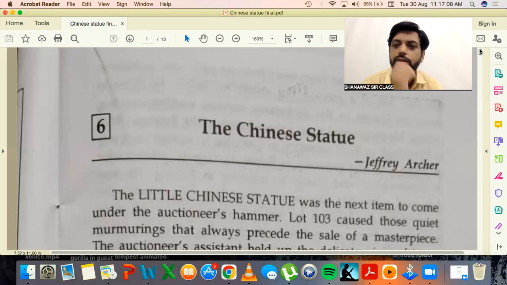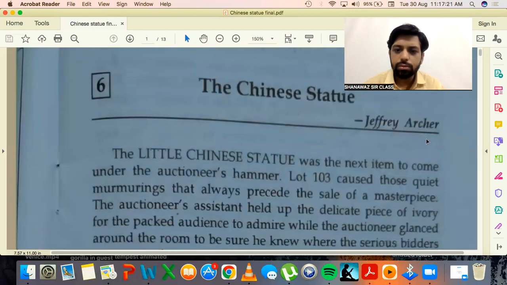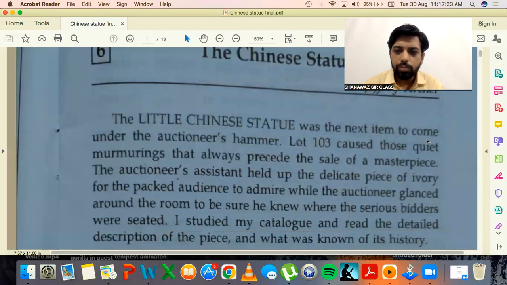मतलब कोई स्पेशल चीज जब बिक्री होता है, तो यूनिक आइटम, तो नॉर्मली ये होता है कि people start whispering and murmuring about it. So here, this was also a special thing. So people were talking about it, whispering about it.